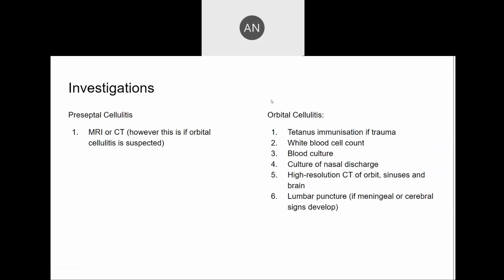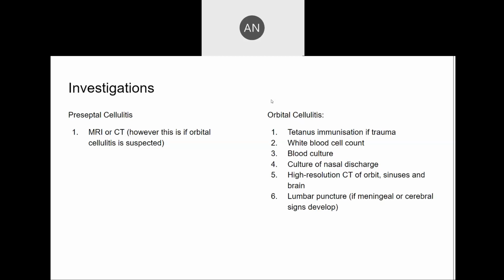Okay, so for the investigations of preseptal cellulitis, you could do an MRI or CT scan. However, this is only if orbital cellulitis is suspected. So if you suspect that the preseptal cellulitis has progressed into an orbital cellulitis, then you can do the MRI or CT. For orbital cellulitis, if there is a history of trauma, it might be worth checking the tetanus immunization of the patient.